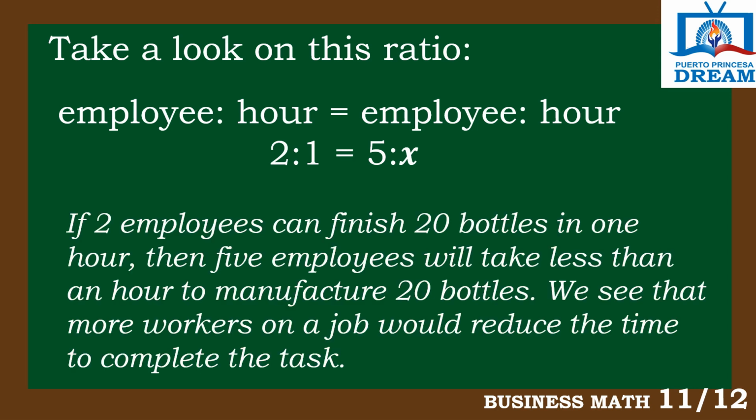If 2 employees can finish 20 bottles in 1 hour, then 5 employees will take less than an hour to manufacture 20 bottles. We see that more workers on a job would reduce the time to complete the task.